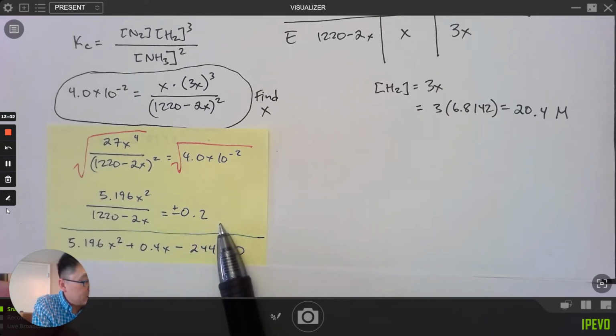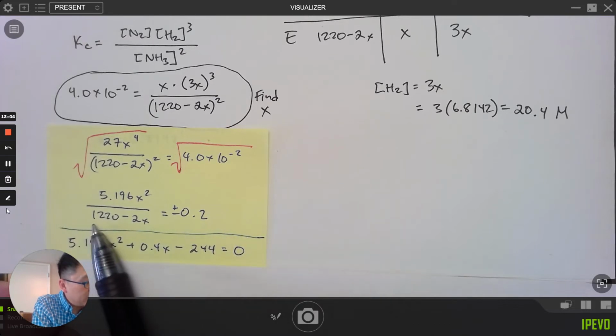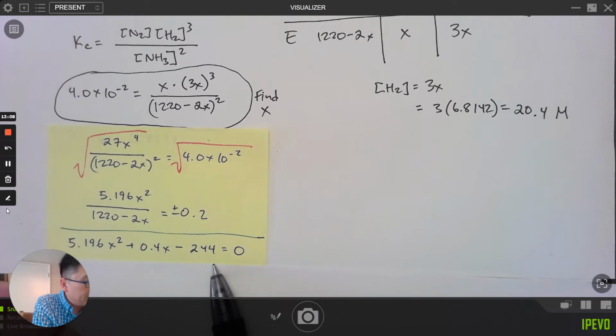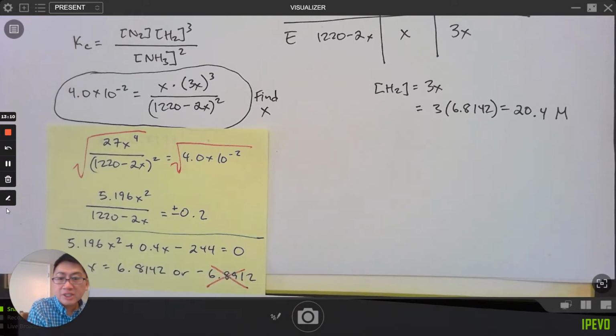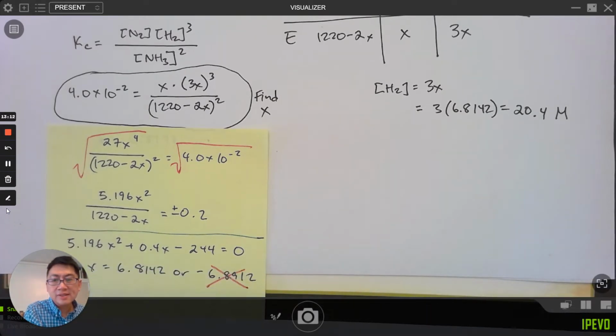Multiply both sides by the denominator, combine like terms, and I have this. Plug into the quadratic equation. I got 6.8142, or negative 6.8912. Maybe I copied it wrong, but whatever. Either way, not the negative one. Why not the negative one?